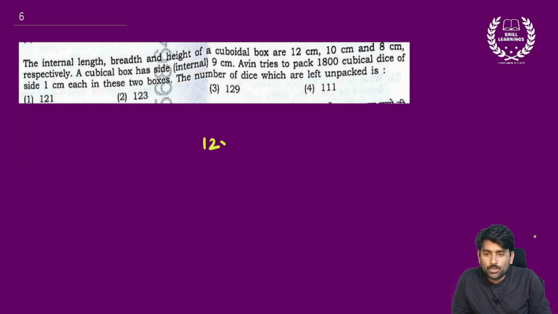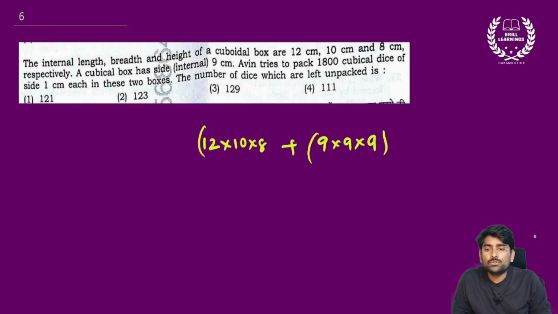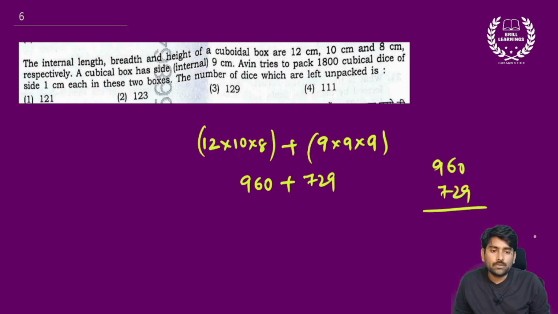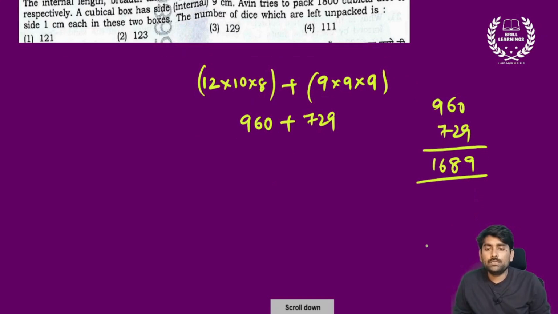So volume of cuboidal box is 12 into 10 into 8 plus, and cubical box means all sides are same only. So 9 into 9 into 9. Add up these two values now. So 12 tens are 120, 12 eights are 96, 960, 729. Add up these two values. So 960, 729, 9, 8, 16. 1689 is the volume of these two.